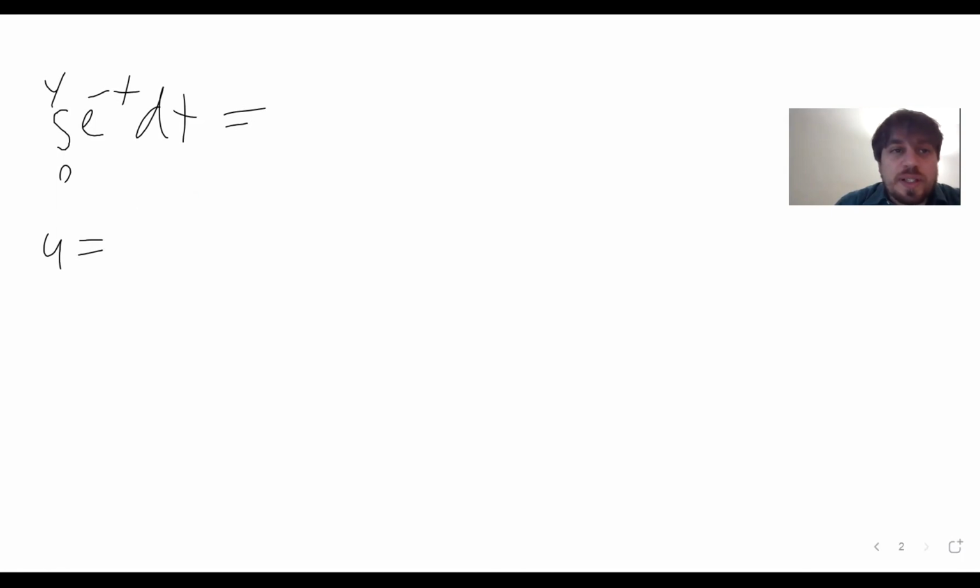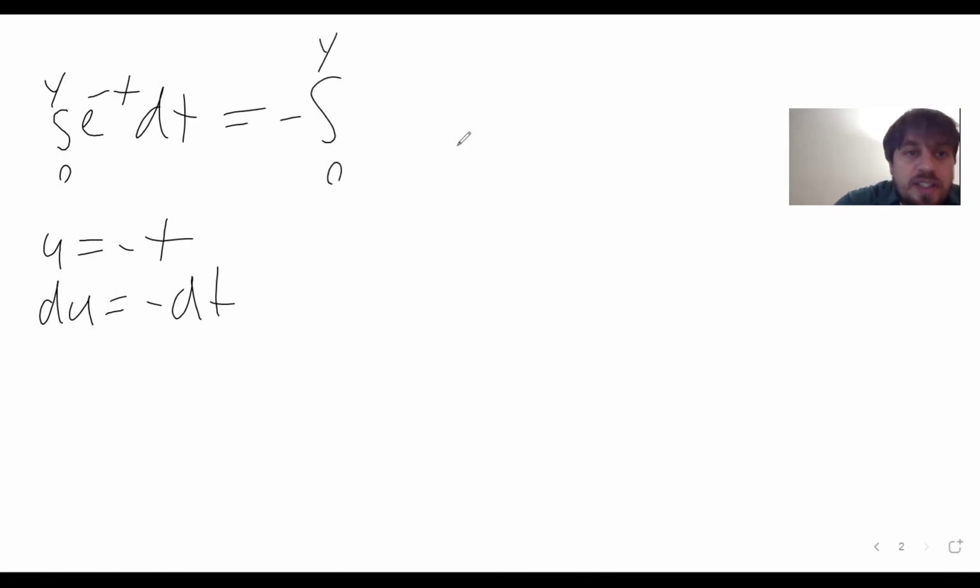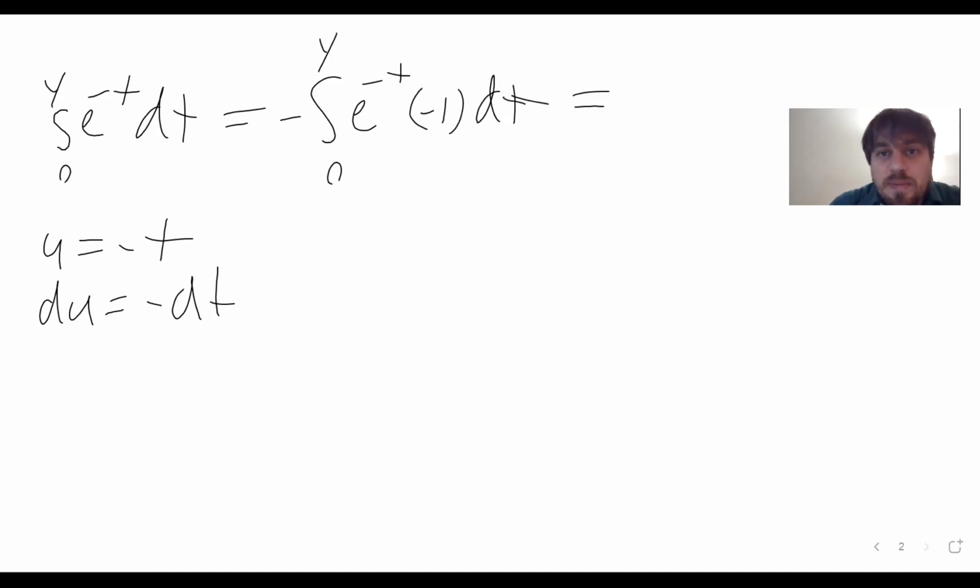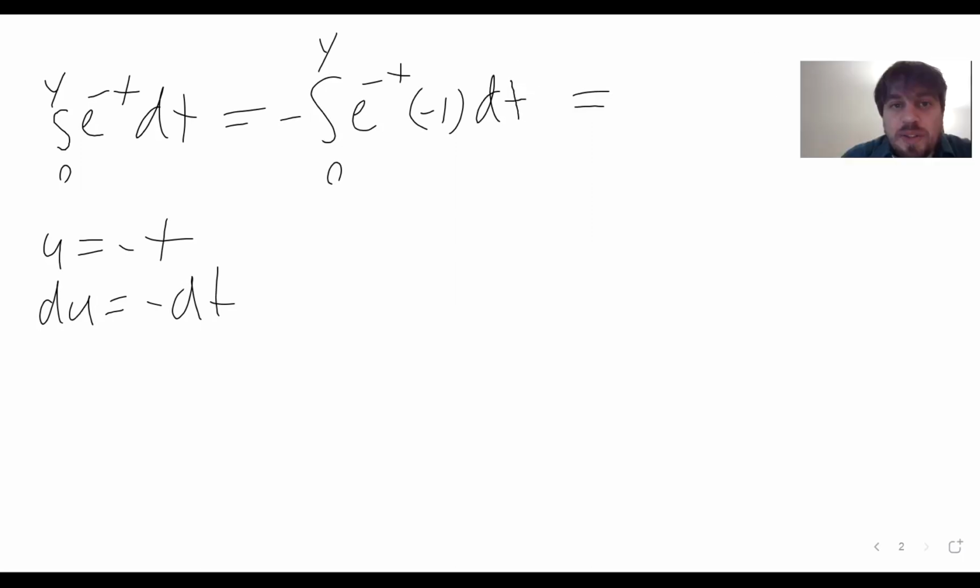Let's choose u equals negative t. Then du is equal to negative dt. And so by u substitution, first I'm going to say it's negative this, e to negative t times negative 1 dt. I just multiplied by negative 1 twice, which keeps the value the same. If you multiply something by negative 1 twice, you're multiplying by 1, and so the value is unchanged.